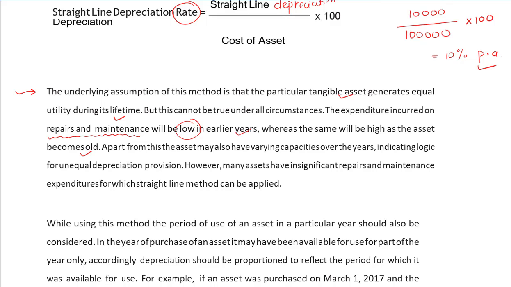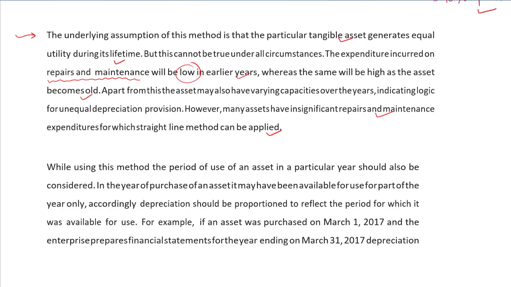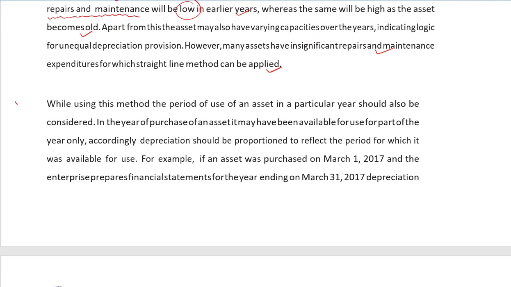However, many assets have insignificant repair and maintenance expenses, for which the straight line method can be applied. I believe it is clear. While using this method, the period of use of the asset in a particular year should also be considered. In the year of purchase of an asset, it may have been available for use for part of the year only. So accordingly, depreciation should be proportioned to reflect the period for which it was available for use.